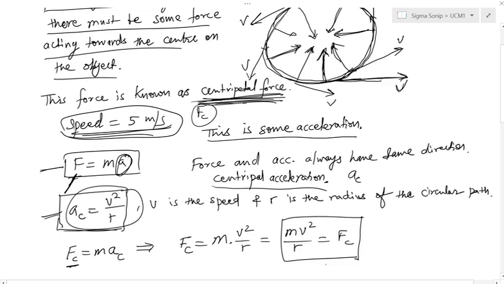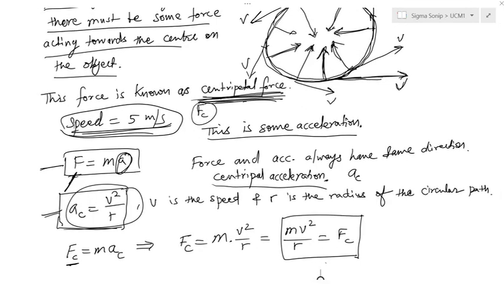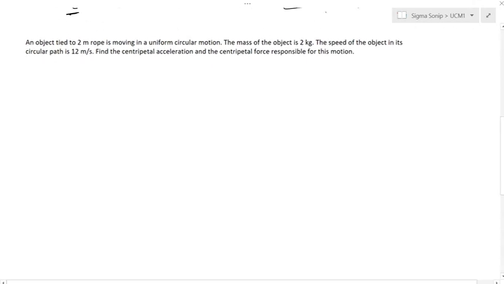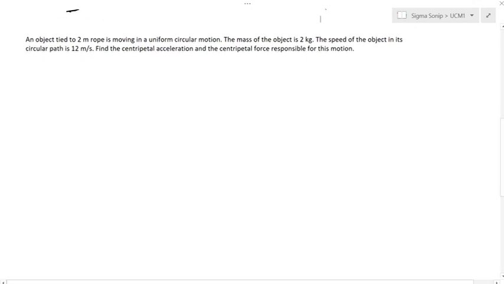We will now take a look at some of these problems. So this is my first question here. It says an object tied to a 2-meter rope is moving in a uniform circular motion. The mass of the object is 2 kilograms. The speed of the object in its circular path is 12 meters per second, and we need to find the centripetal acceleration and the centripetal force responsible for this motion.